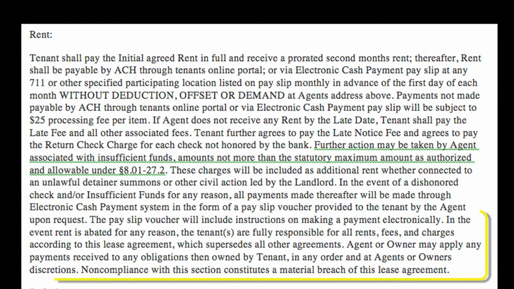For any reason, all payments made thereafter will be made through electronic cash payment systems in the form of a payslip voucher provided to the tenant by the agent upon request. The payslip voucher will include instructions on making a payment electronically. In the event rent is abated for any reason, the tenants are fully responsible for all rents, fees, and charges according to this lease agreement, which supersedes all other agreements. Agent or owner may apply any payment received to any obligations then owed by tenant in any order and at agent's or owner's discretion. Non-compliance with this section constitutes a material breach of the lease agreement.